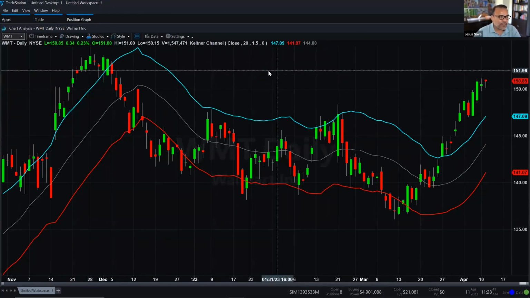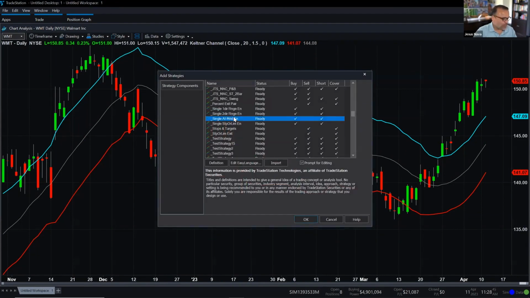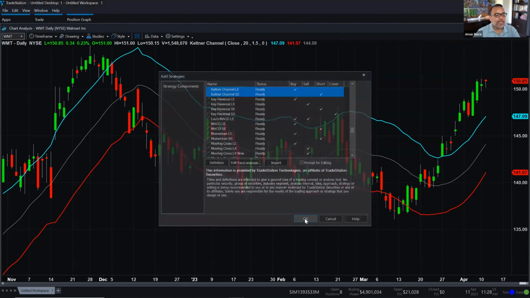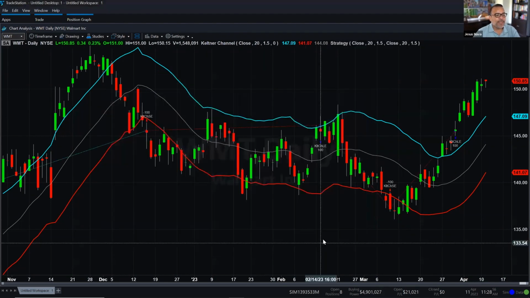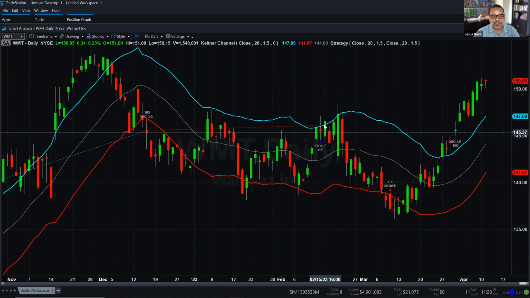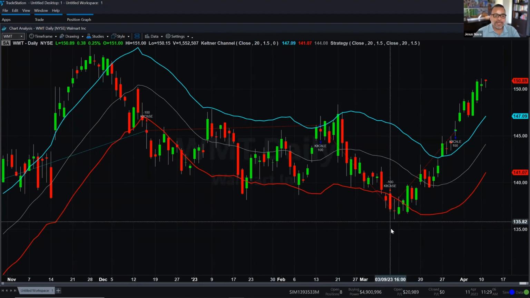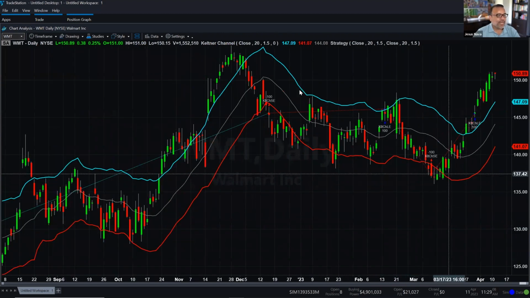Now, let me go back here to my TradeStation, because with the Keltner channel, we also have an accompanying strategy. Let's go here to studies and add strategies. Let's use my keyboard to jump to the K's. And here are the two Keltner channel strategies, long entry and short entry. I'm going to click OK and OK. And again, similar to the price channel, when we see a breakout on the upper band, we get a blue arrow, or a long entry. And then when there's a break on the short side, we have that red arrow.